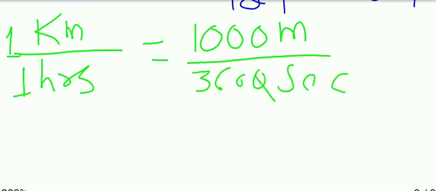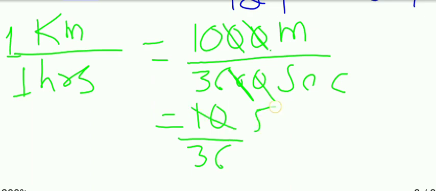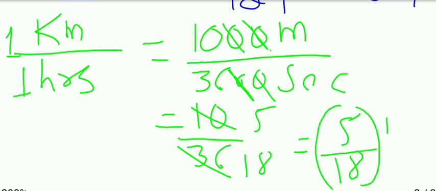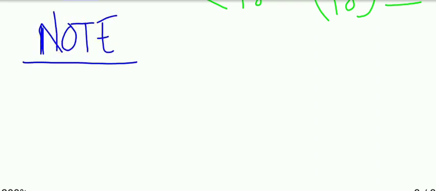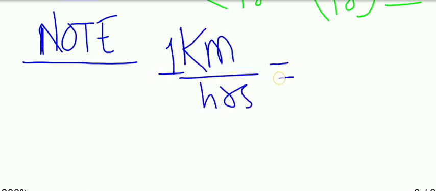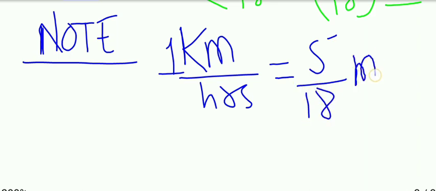So 0 cancels with this 0, here again 0 cancels, so it becomes 10 by 36. When you solve this 10 by 36, 2 5s are 10, 2 1s are 1, 2 8s are 16. So your answer is 5 by 18 meter per second. So this is the way by which you will convert kilometer per hour into meter per second. Please note somewhere in your notebook that 1 kilometer per hour is always equal to 5 by 18 meter per second.